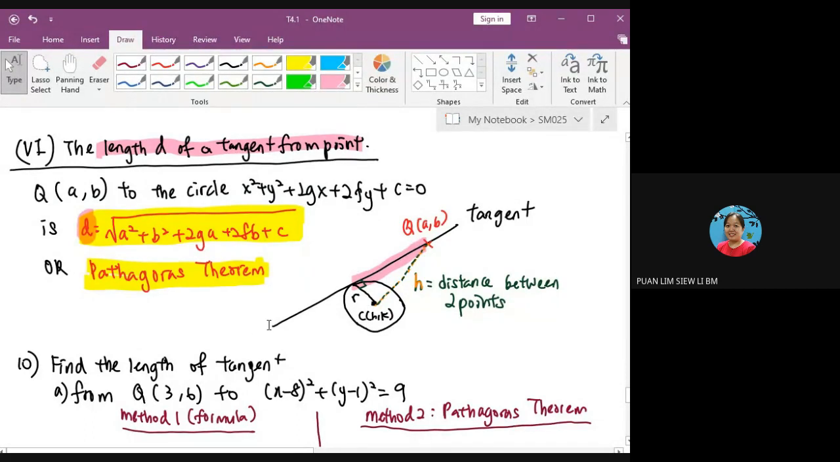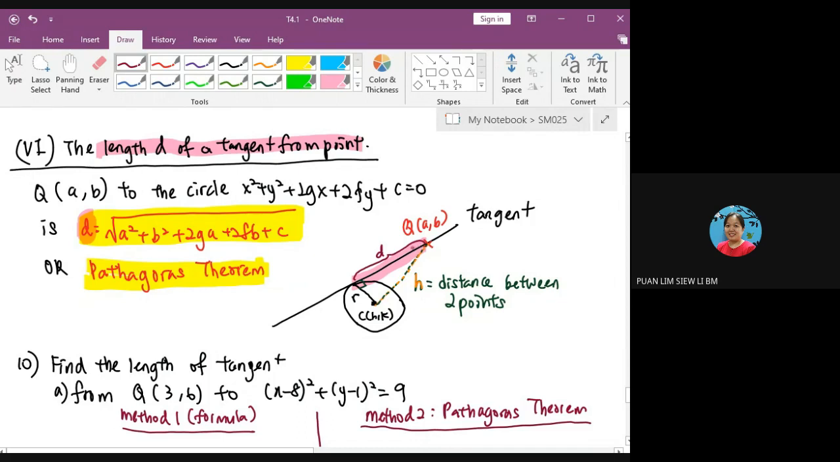When the circle touches a line, this line we call a tangent. So we have a point outside the circle, but on the line of the tangent. When you want to find the length d of a tangent from a point Q, it means the highlighted distance here. So this is the distance that I mean: the length of the tangent from a point to the circle. It will be calculated from here to here.